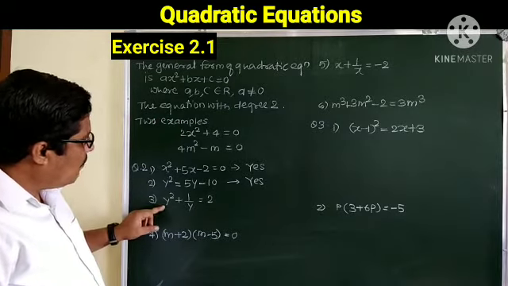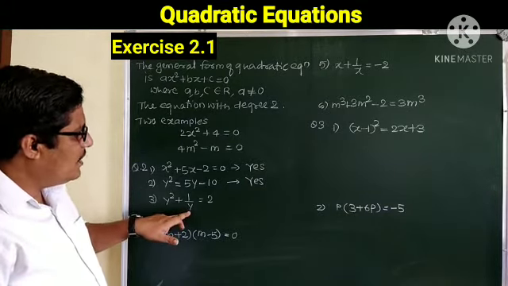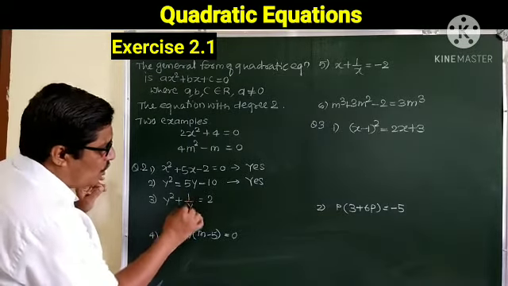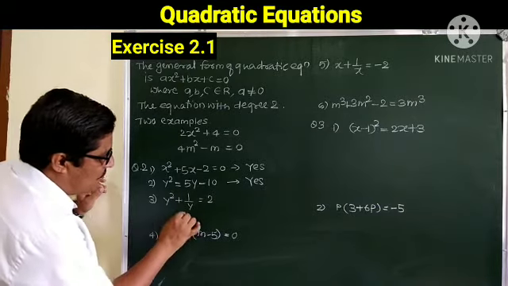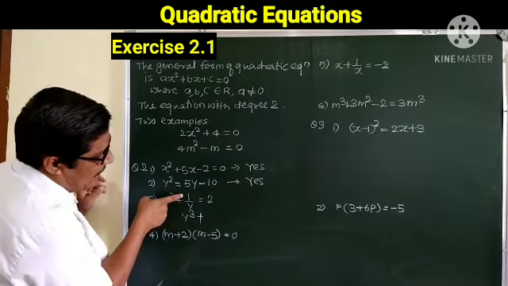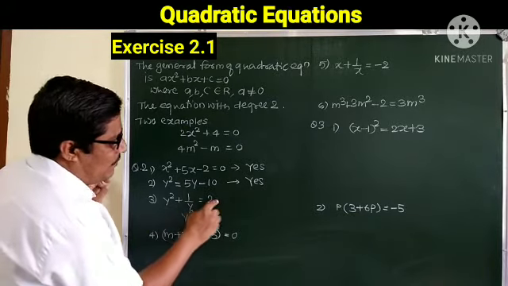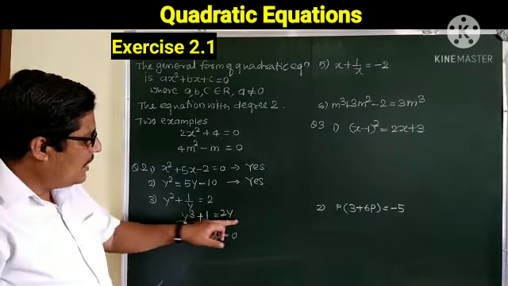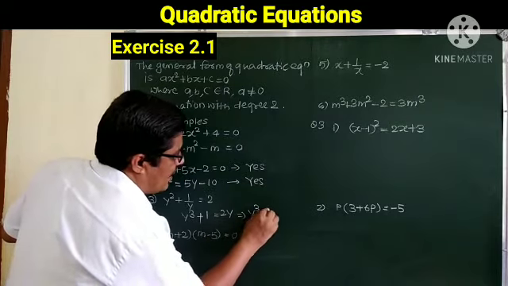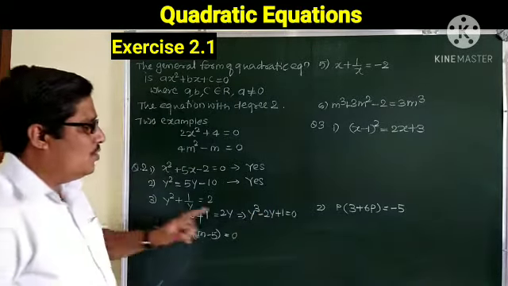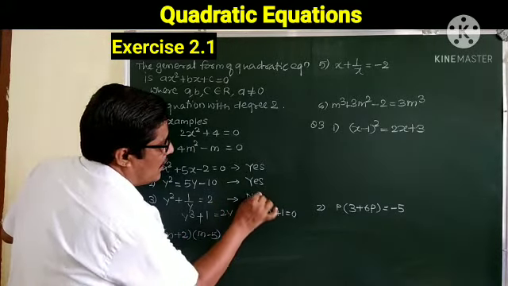Now in the third case, here the y square term is present, but the power of this variable y is minus 1. So if we want to remove this y from the denominator side, we have to multiply this equation by y. So y multiplied by y square will become y cube, plus, here if we multiply by y, y will get cancelled, so 1 is equal to, multiplied by y, 2y. So here the degree of this equation will become 3. Now if I write it properly, we can write y cube minus 2y plus 1 is equal to 0. This is not a quadratic equation, it will become a cubic equation. So it is not a quadratic equation.